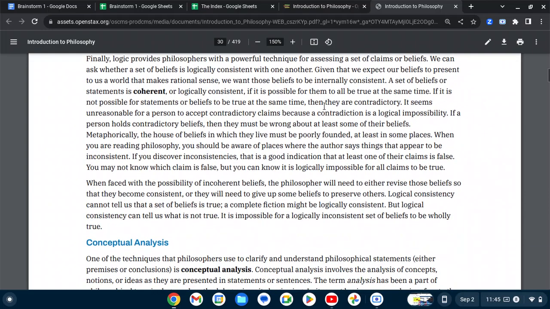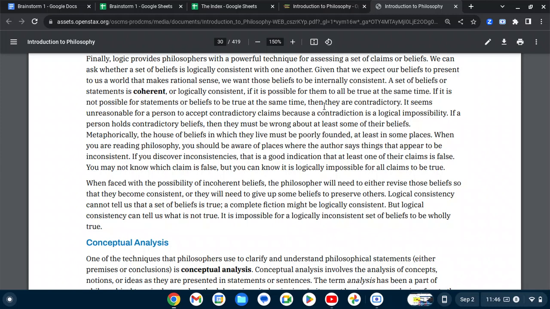Coherence. Finally, logic provides philosophers with a powerful technique for assessing a set of claims or beliefs. We can ask whether a set of beliefs is logically consistent with one another. Given that we expect our beliefs to present to us a world that makes rational sense, we want those beliefs to be internally consistent. A set of beliefs or statements is coherent or logically consistent if it is possible for them to be all true at the same time. If it is not possible for statements or beliefs to be true at the same time, then they are contradictory. It seems unreasonable for a person to accept contradictory claims because a contradiction is a logical impossibility.